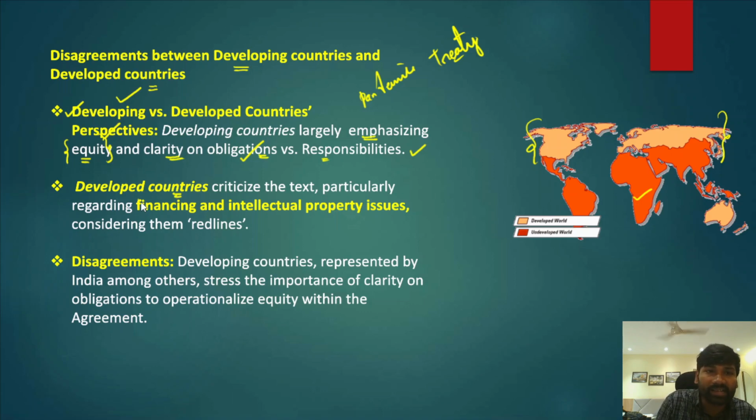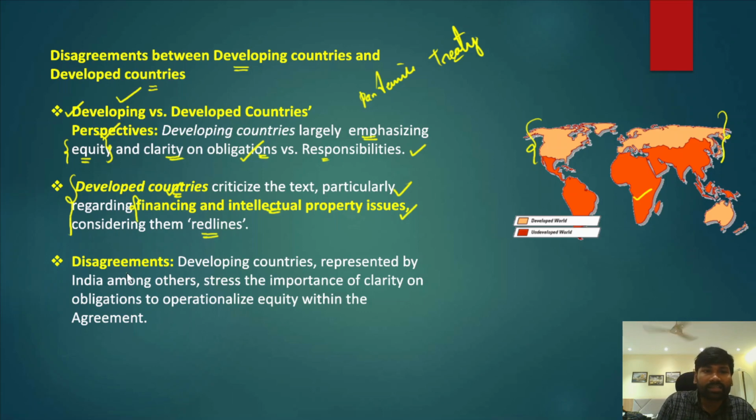So they are criticizing it regarding financing and intellectual property issues, considering them as red lines, because the major burden of financing will be on the developed countries, and at the same time these developed countries very often come up with sound technologies to manufacture medicines and vaccines. So when the IPR, the intellectual property rights, would be wiped off under this agreement or under this treaty, then of course the developed countries would suffer. So because of that reason, the developed countries have also been expressing certain reservations on this text.